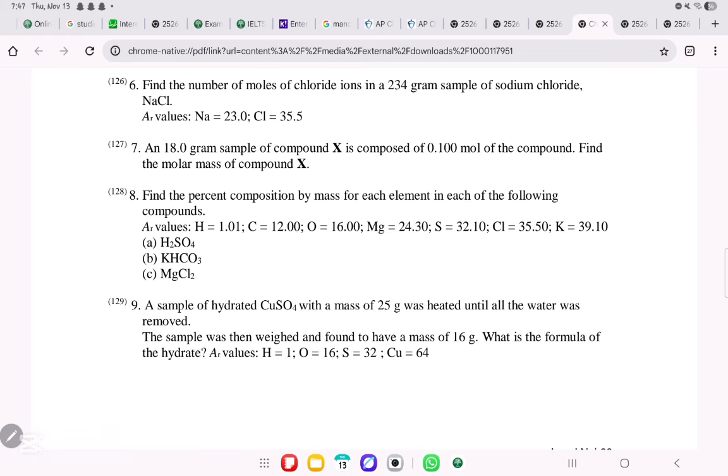Very important, they want the number of moles of chloride ions. First of all, what do we do? We take our NaCl and split it into its ions: Na plus, Cl minus. The ratio is what? The ratio is 1 to 1. Very, very important to know.